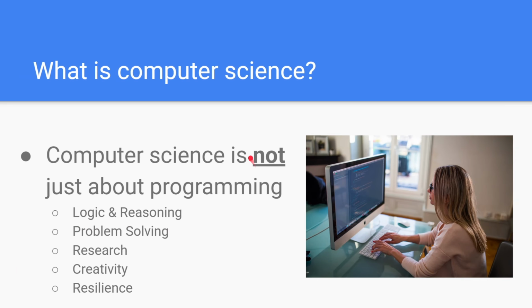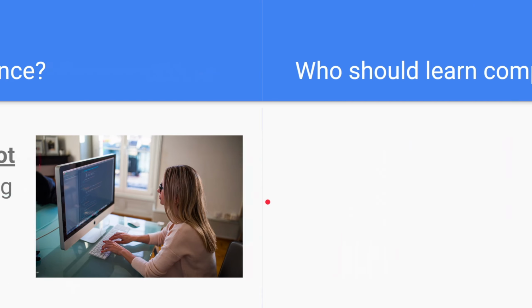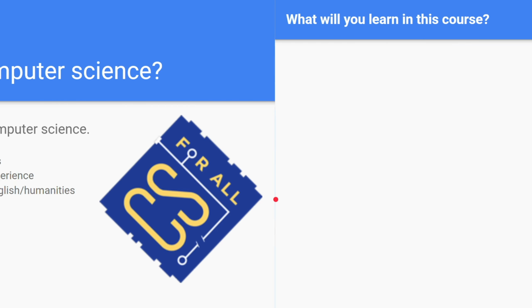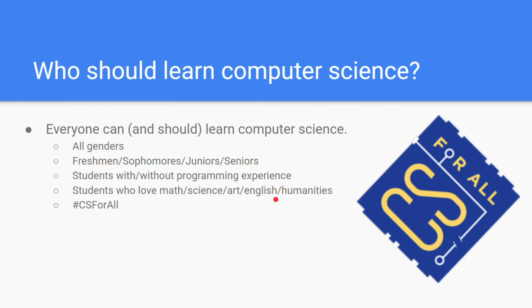So what is computer science? Computer science is not just our image for the Schoology course. It's not just typing in a bunch of code. There's a lot of different things that go into computer science, more than just knowing how to type code. It's a big part of it. And so, who should learn computer science? I think I'm going to go back. There we go.